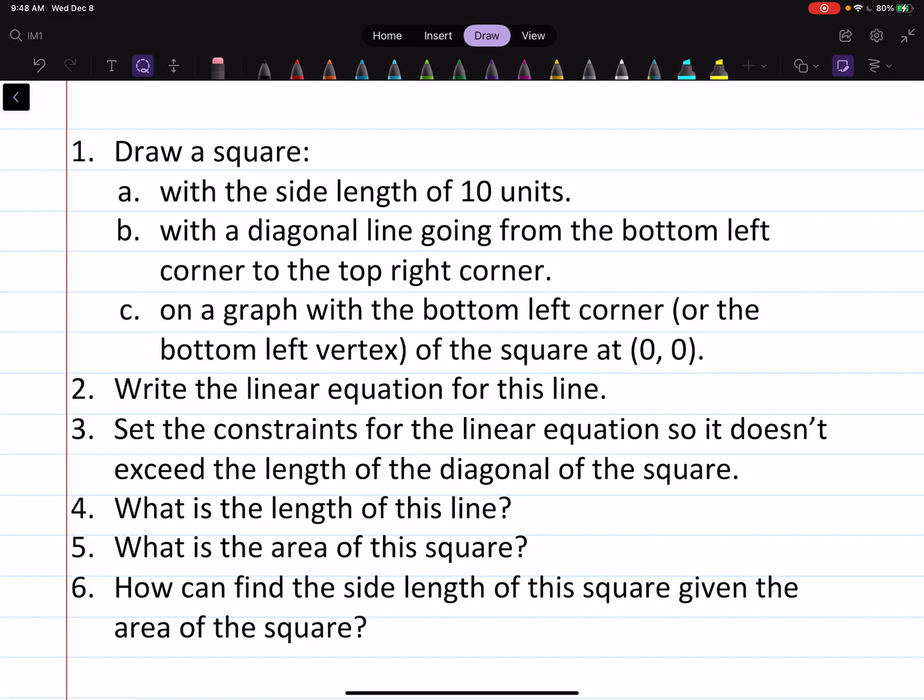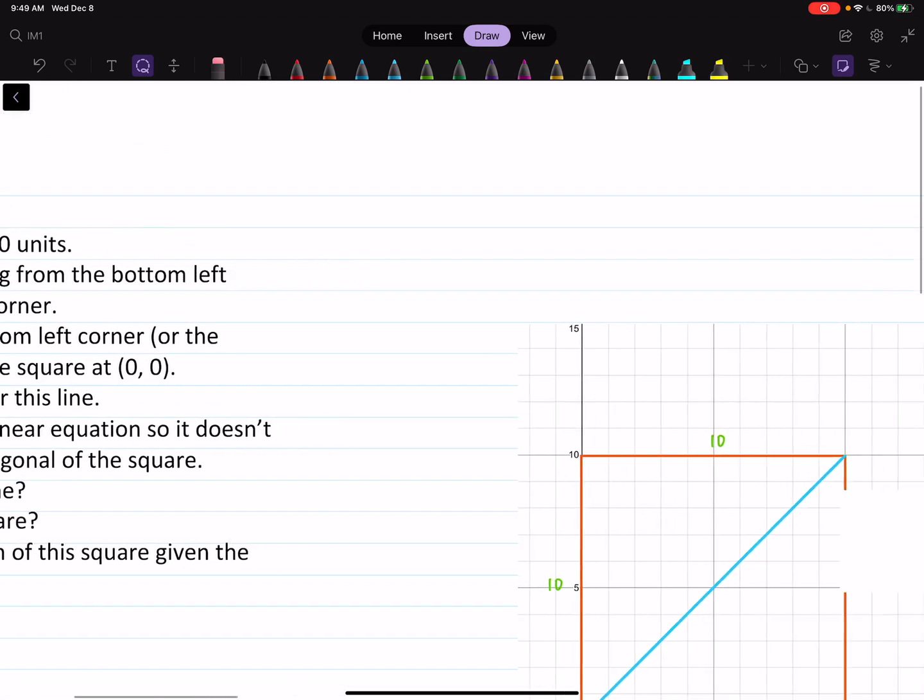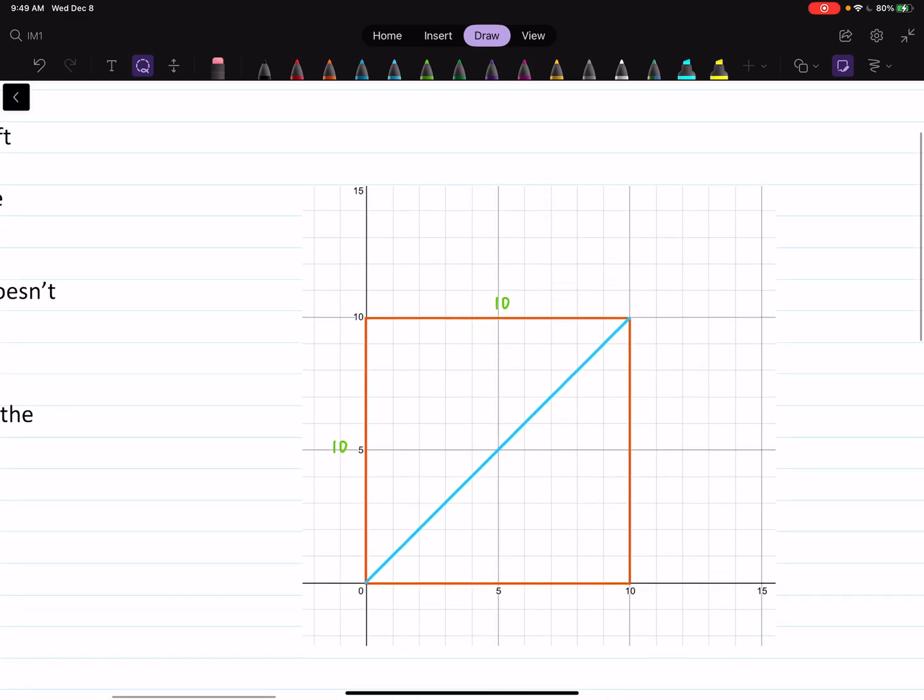So let's go over number one first. It says draw a square with the side length of 10 units, with the diagonal line going from the bottom left corner to the top right corner, on a graph with the bottom left vertex of the square at 0, 0. If you drew it correctly, it should look something like that.